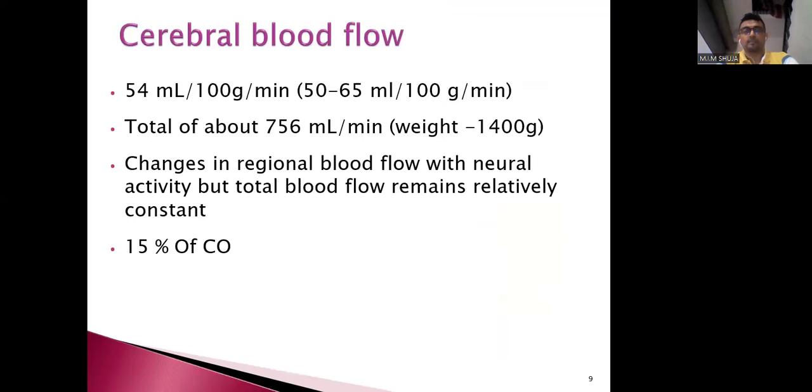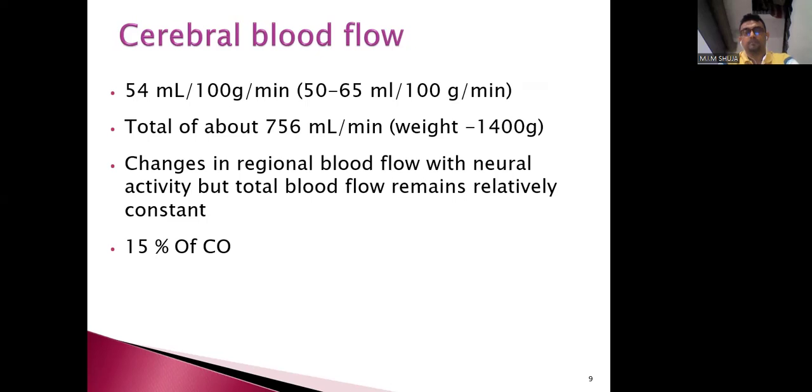Cerebral blood flow is 54 milliliters per 100 grams of brain tissue per minute. So the total is about 750 milliliters per minute, because the brain weighs 1400 grams. 15% of the cardiac output is supplied to the brain.